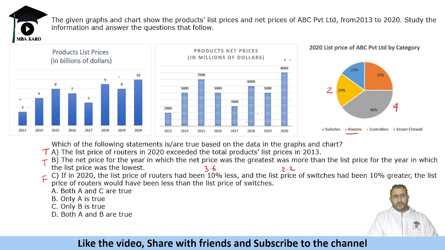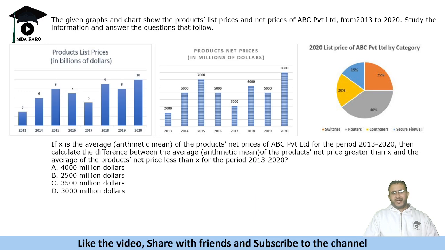So anyway, you do not need this. If this is 4.0 and you decrease by 10%, it becomes 3.6. This becomes 2.2. So it is again greater only. It is not less. This is false. So both A and B are true. So one could have attempted this question and the previous question using options.